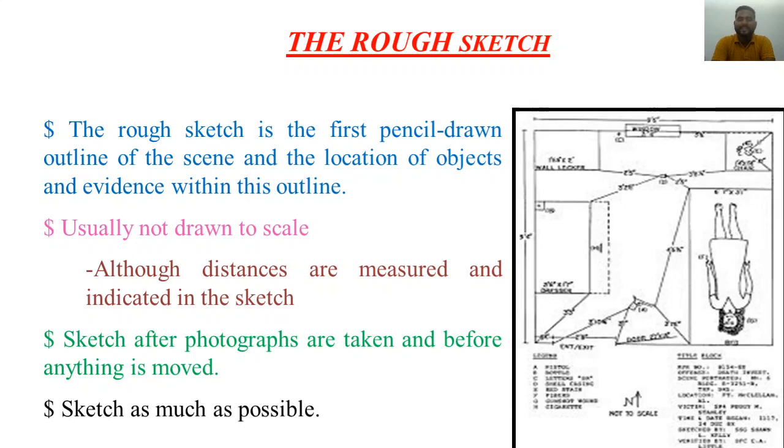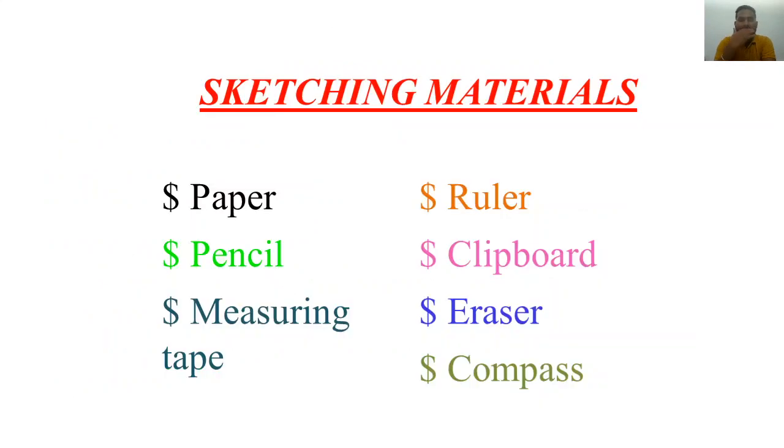And while sketching the crime scene, the crime scene sketcher should sketch as much as possible. Here you can see the picture depicting the rough sketch. A rough sketch can be made at the scene of crime without scale but with measurement. So this was all about the rough sketch. Next is sketching materials, or required materials for sketching. Basic materials like paper, pencil, measuring tape, ruler, clipboard, eraser, compass and some other things can be required to complete the crime scene sketch.